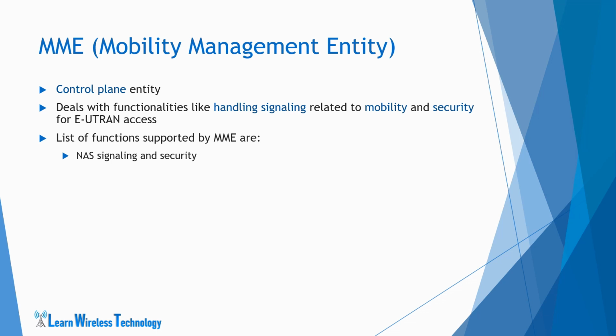NAS signaling, as we know, are the messages exchanged between UE and MME via eNode B. The signaling procedures such as attach process, bearer establishment, PDN connection establishment, service request, tracking area update, etc. are examples of NAS signaling that happens between UE and MME. Security procedures are the methods of performing mutual authentication between UE and the network and establishing a secure connection between them. MME is responsible for this process of authentication and security context establishment for ensuring secure transfer of data.